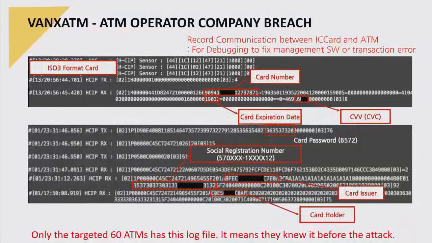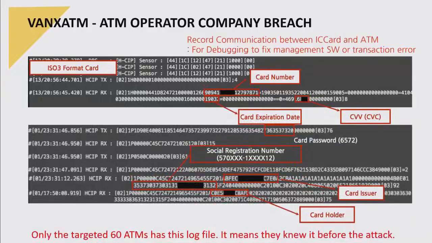It stored a bunch of card information data following the standard structure of the IC card. So you can see here is the IC card number, here's the expiration date, CVV, card issuer, card holder. Every piece of information is stored in this file.